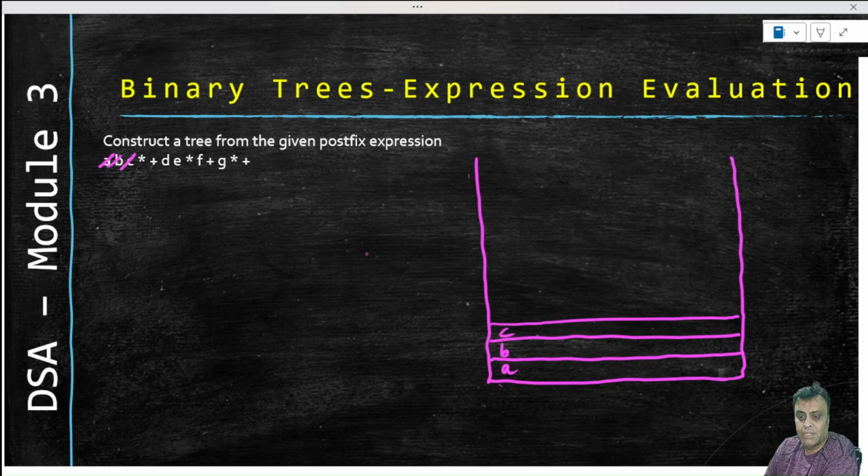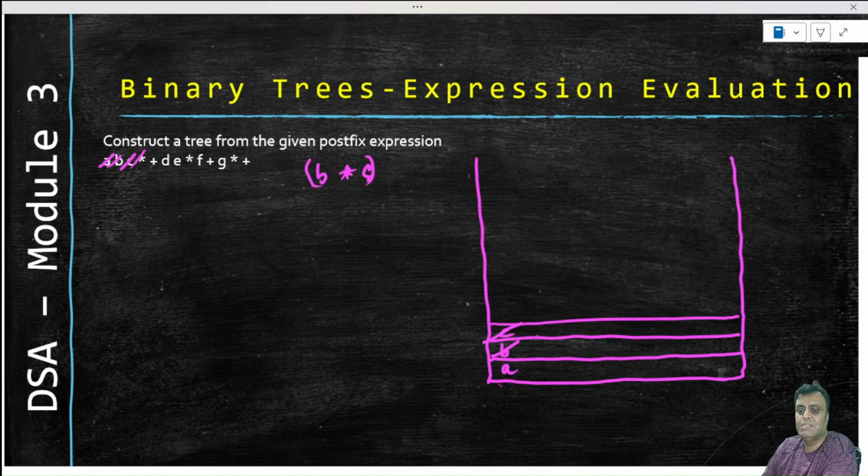Star is an operator. So write star here, and we will pop the element which is C and put it to the right of this star, right? And we will take B and put it to the left of this star. This is very important. The first pop will go to the right of the star, which is the operator, and the next pop will go to the left of the star.